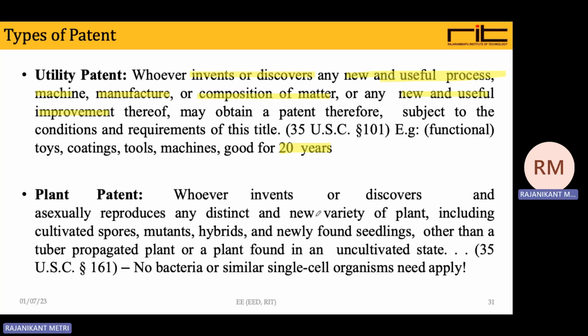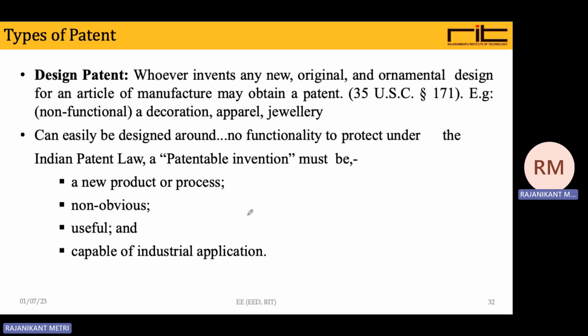In a plant patent, whoever invents or discovers and asexually reproduces any distinct and new variety of plant, including cultivated spores, mutants, hybrids, and newly found seedlings, other than a tuber-propagated plant or a plant found in an uncultivated state, can obtain a patent. So these can also be patented. Those are called plant patents.